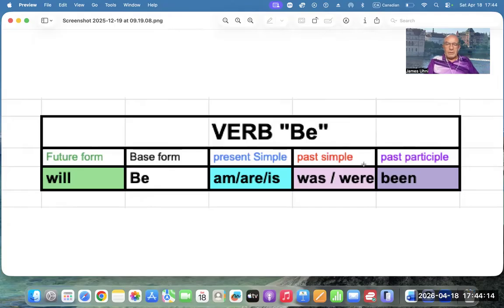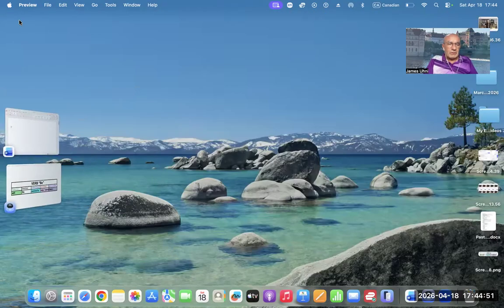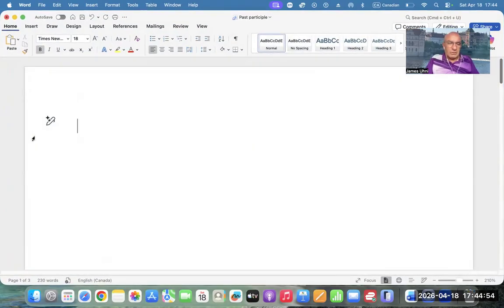And then we have past participle. So the past and past talks about past. I was in school yesterday. You were in school yesterday. But then we have past participle. So what is participle? Like I said, it can be a participle or a participant, or the infinitive to participate. So I will explain to you what is participle first. So let's go.